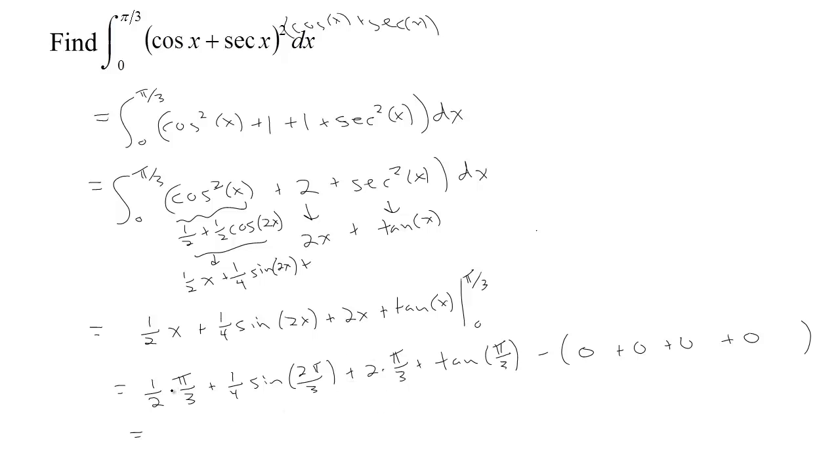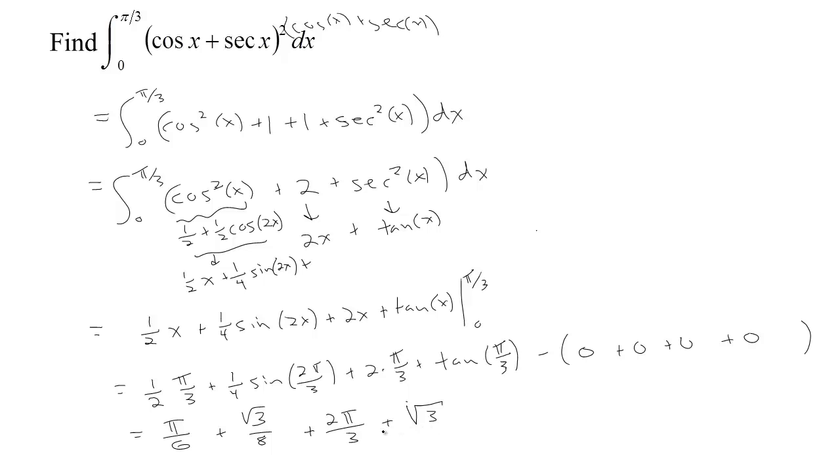If we add all this up, we've got pi sixths, and the sine of 2 pi thirds is the same as the sine of pi thirds, which is root 3 over 2. So we have 1/4 of root 3 over 2. That would be root 3 over 8. And then we have 2 pi thirds. And then the tangent of pi thirds is root 3 over 2 all over 1/2. So we get just root 3 for that.